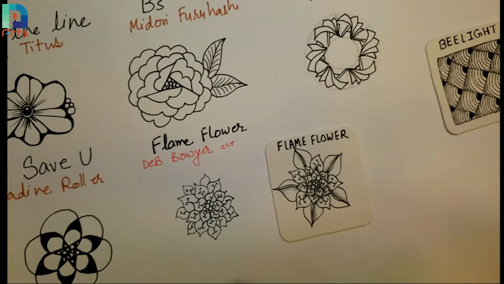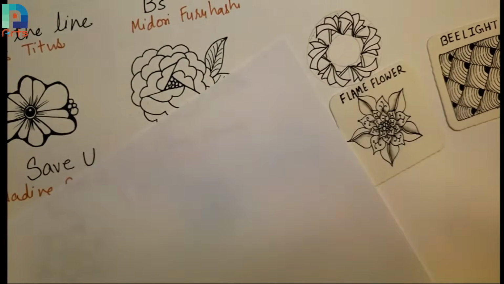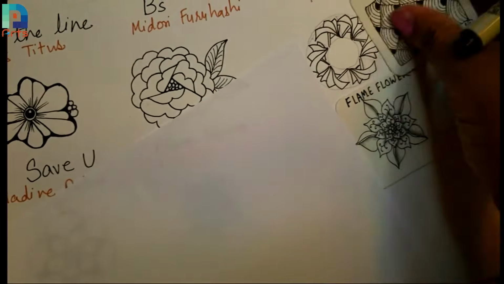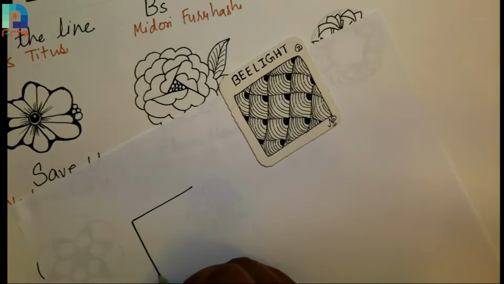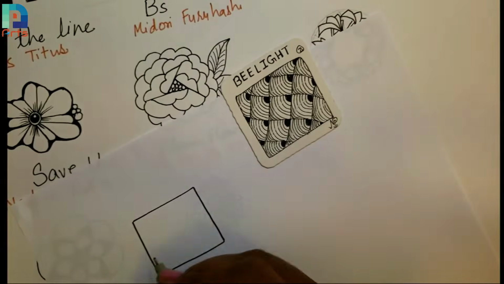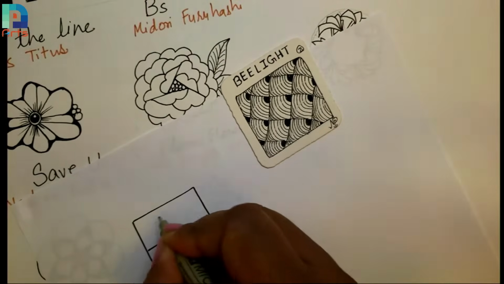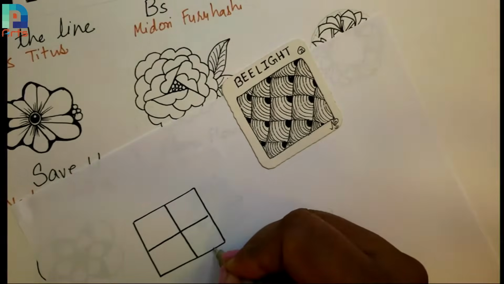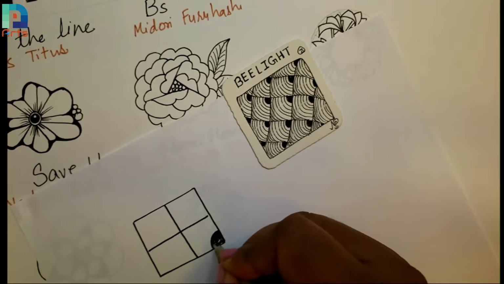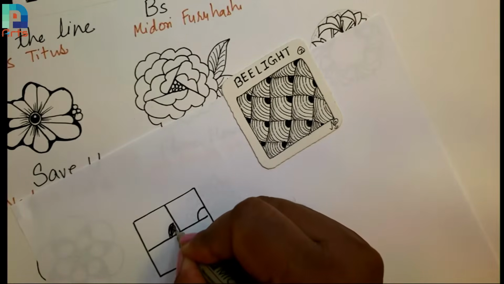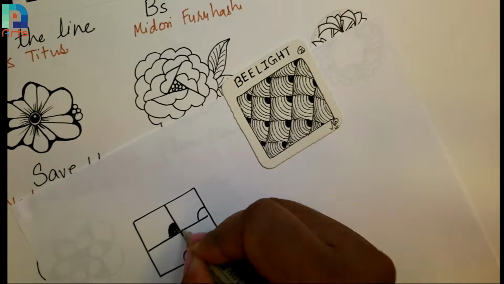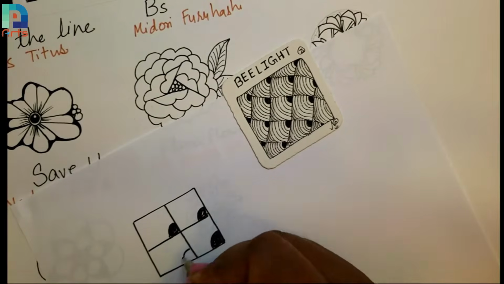So today's session is just for the preparation of all the tangles. Day 1 is the Beelight. As I have been asked, the Beelight tangle is very easy. It's kind of a grid tangle. Make the grids and then fill one section of the grid with a pie shape like the crescent moon. And you are going to fill all. You can change the direction also, so in that way you get a little variation.